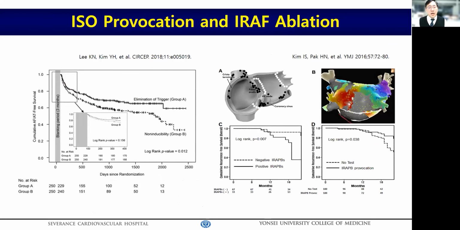Is isoproterenol provocation and extra-PV trigger ablation really valuable? The answer is yes. Professor Young and Kim's group conducted a randomized clinical trial, and rhythm outcome was better after extra-PV trigger ablation. We also compared isoproterenol provocation and trigger ablation versus just finishing the case without isoproterenol provocation, and it improved the rhythm outcome in this study. However, the rhythm outcome was still worse in patients who showed extra-PV triggers in spite of additional ablation.